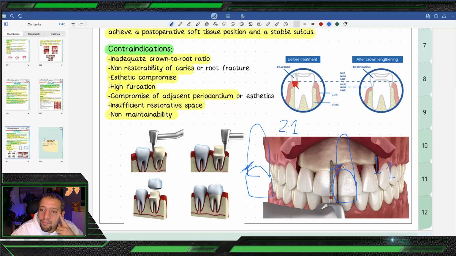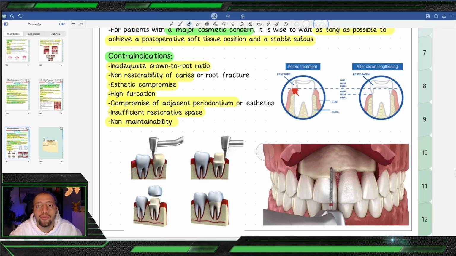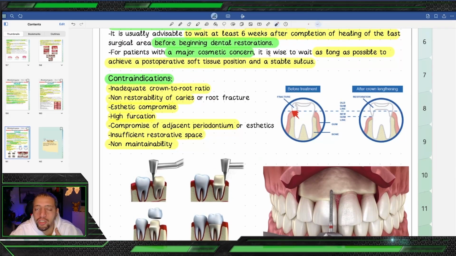So if you end up doing this and removing bone in this area, you're going to end up with a very long crown, almost longer than the root itself. So in this case, you have a compromised crown-root ratio before you start the surgery. This is a contraindication to crown lengthening. So before you do crown lengthening due to fracture, you should care about the crown-root ratio. If the crown-root ratio is poor, you cannot do this because it's doomed to fail later on.